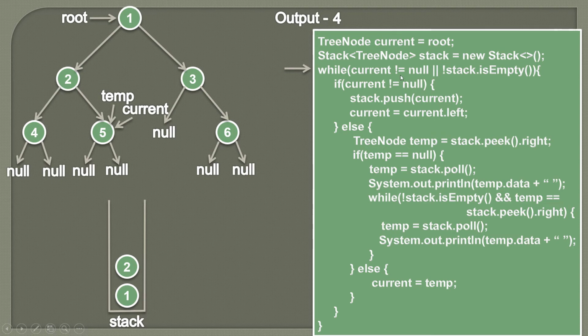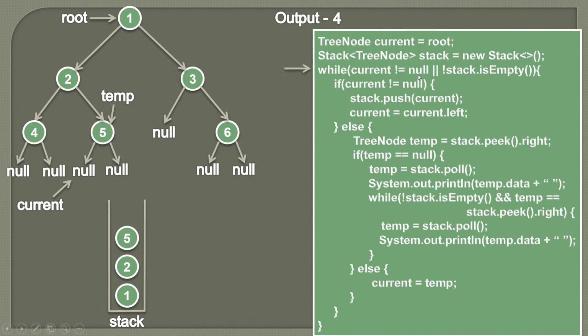So here current is not equal to null, so this condition comes out to be true. This is the same case which we discussed earlier, that current is not equal to null and there can be a chance that this node has a left child. So what we do is we first push 5 onto the stack and then go to its left by assigning current's left to current. So current will point to null.